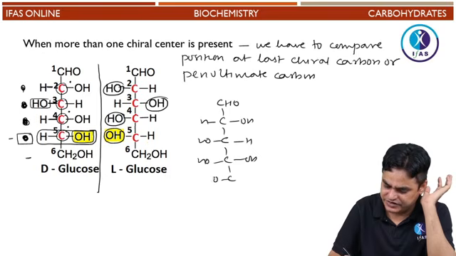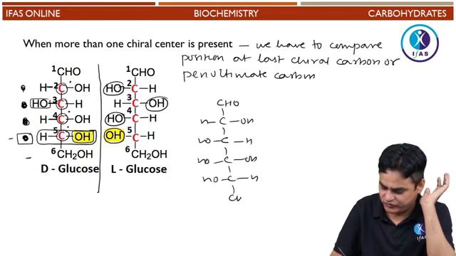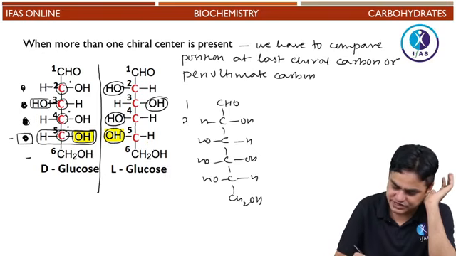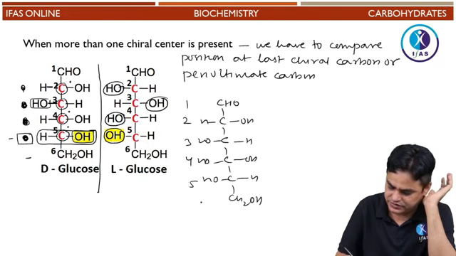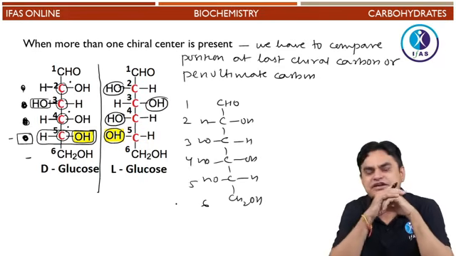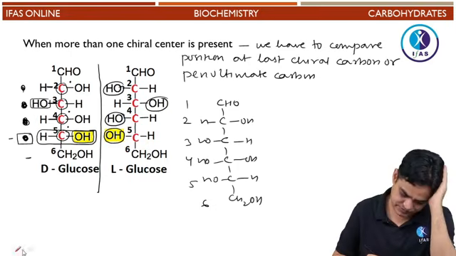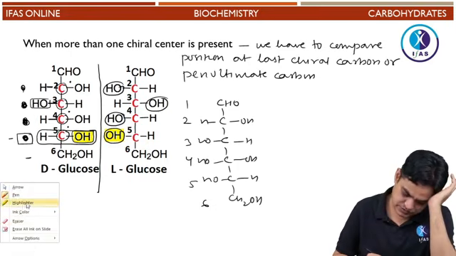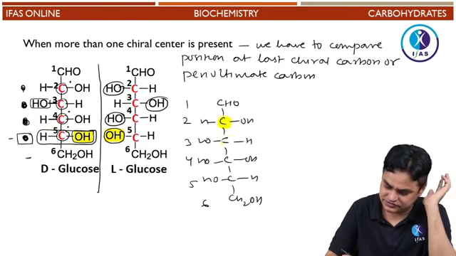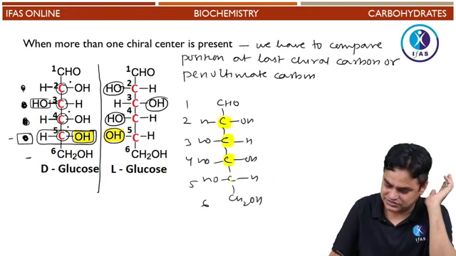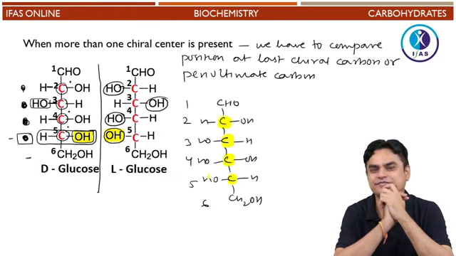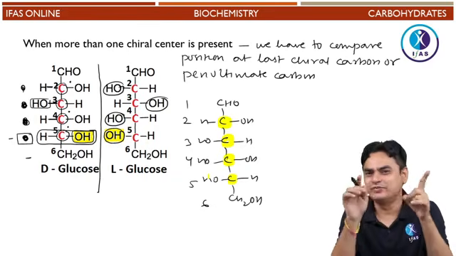Simply you have to say whether it is a D form or L form. This is a 6 carbon sugar. Simply you have to tell whether it is a D form or L form. These are the chiral carbons. This is the first chiral, this is second chiral, this is third, this is fourth. Yes, the answer would be L form.